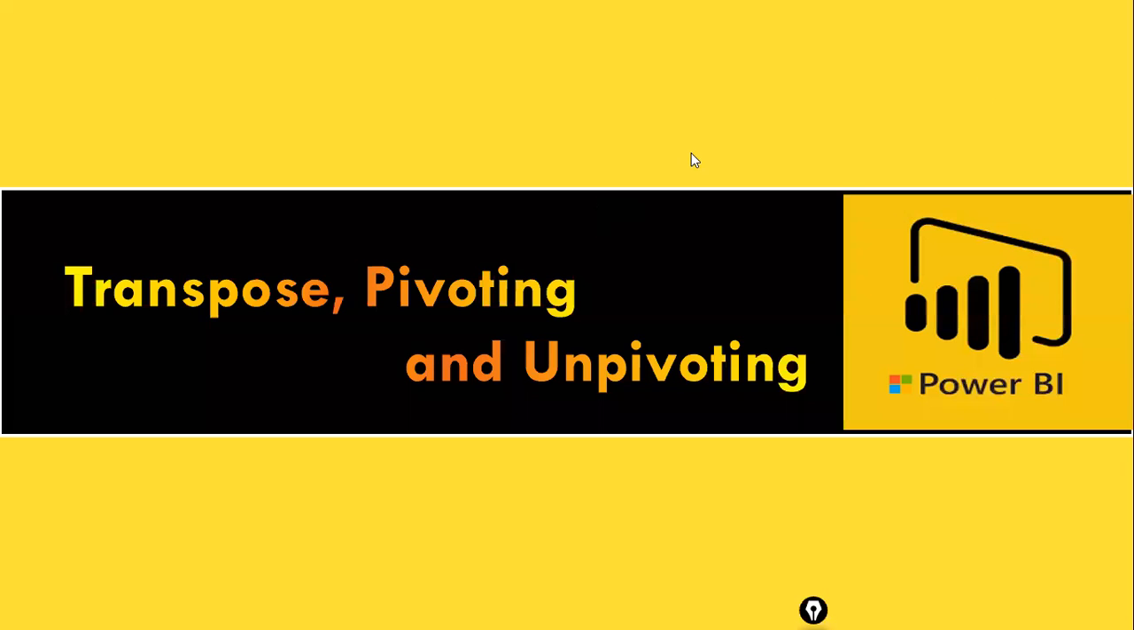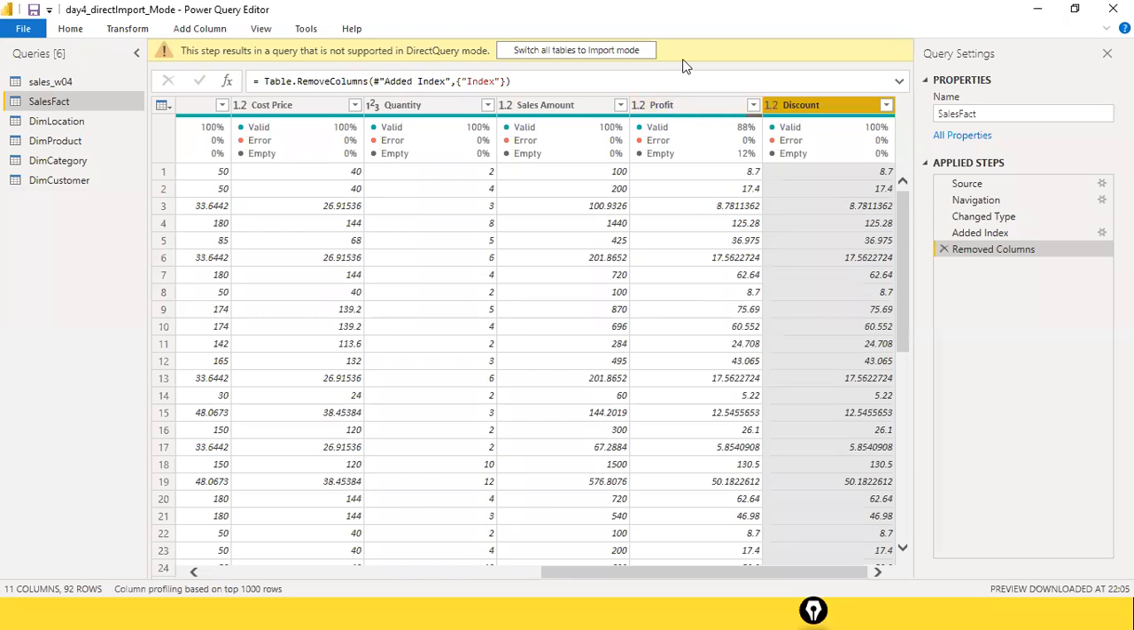Now let us take a look at what transpose, pivoting, and unpivoting are. With these options in the Power Query Editor, we can do data shaping. I just go to the Power Query Editor.